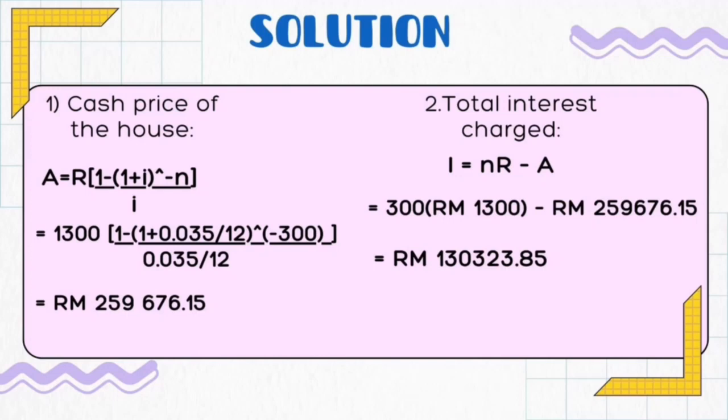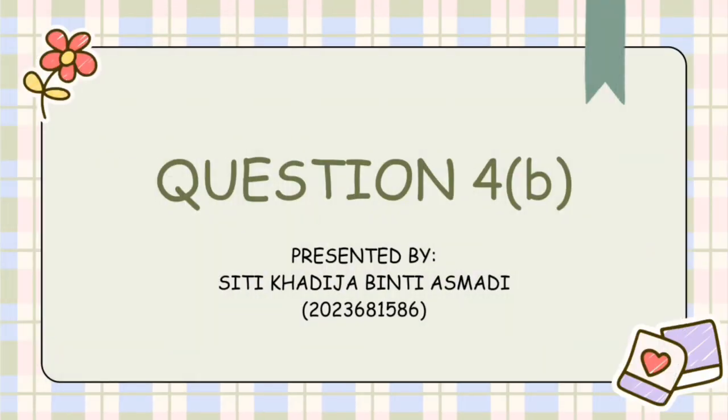To find the total interest charge, we must use the formula I = nR - A. So the n is 300 times 1,300 ringgit, and then we minus it with the cash price of the house, which is RM259,676.15, and then we will get the answer. It is RM130,323.85.